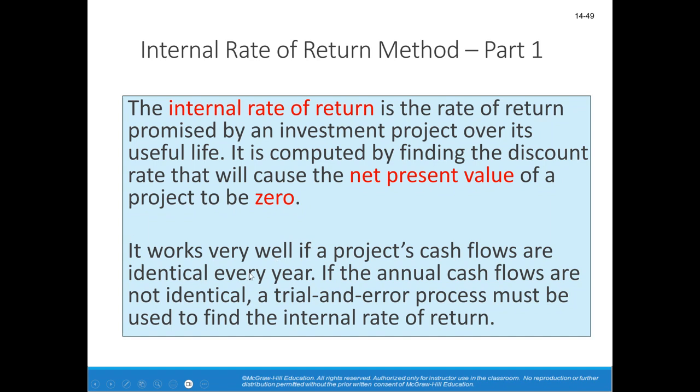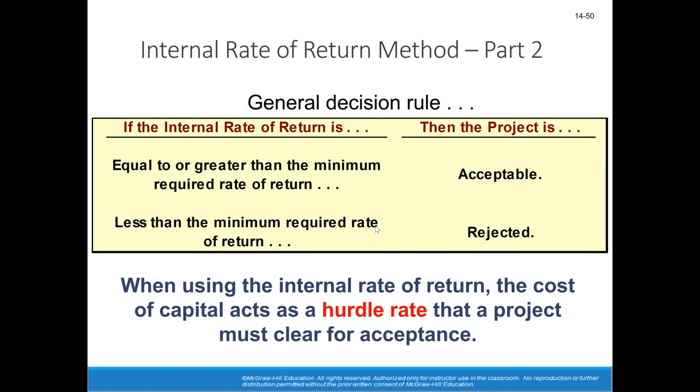It works very well if the cash flows are identical. If the cash flows are not, then it's really trial and error, and even on my 12C it is difficult. So if the internal rate of return is equal to or greater than your cost of capital, you accept it. So the cost of capital is the hurdle rate.